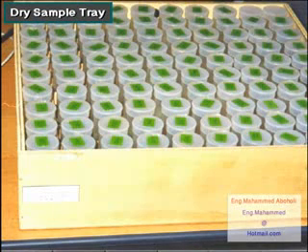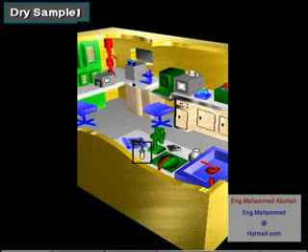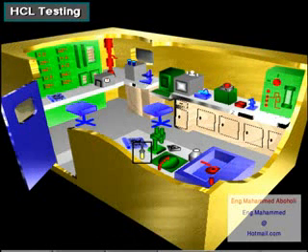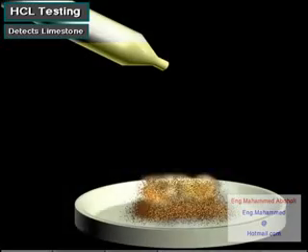A dry sample tray holds dried rock samples. Loggers put dry samples on the tray and then place the tray under the microscope, where they examine the samples. Microscopic examination of dried samples tells loggers and geologists much about a formation's characteristics. Mud loggers use hydrochloric acid, or HCl, to test for limestone. If a logger puts a drop of hydrochloric acid on a sample, and the sample bubbles up, or fizzes, then the sample contains limestone. Limestone sometimes holds hydrocarbons.